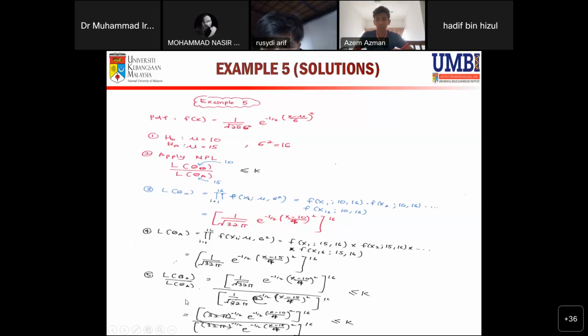So the ratio between the likelihood under the null hypothesis and the likelihood under the alternative hypothesis is given by these forms. The only difference is the 10 there for the mu under the null hypothesis, and the 15 under the alternative hypothesis. Because these are fixed values and the same, you just cancel out those things, so only these things remain.